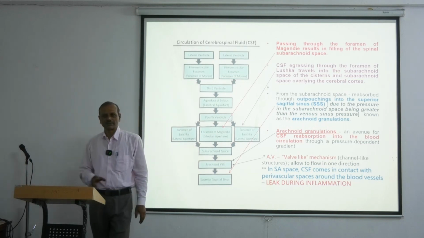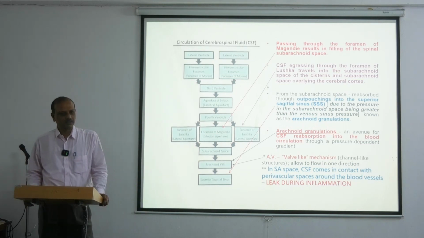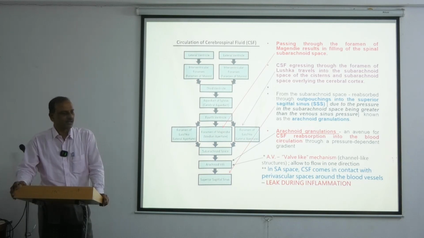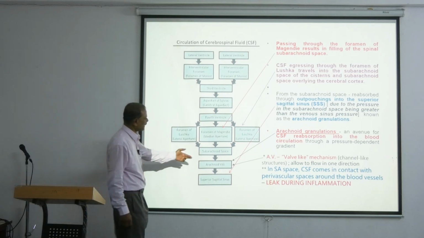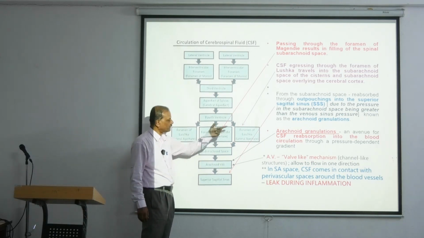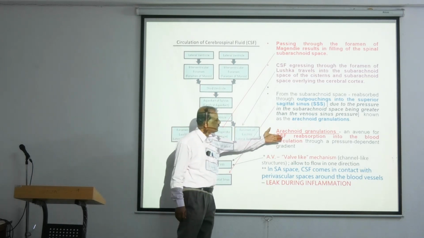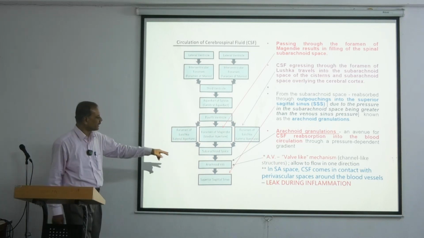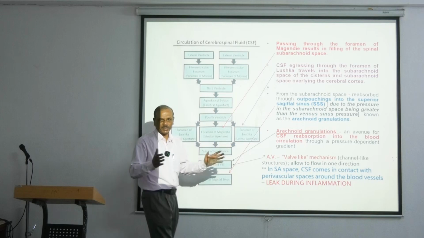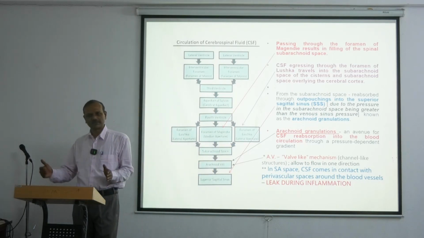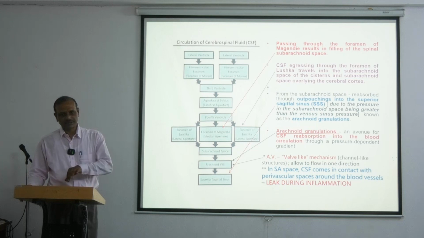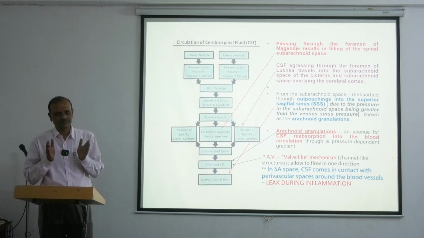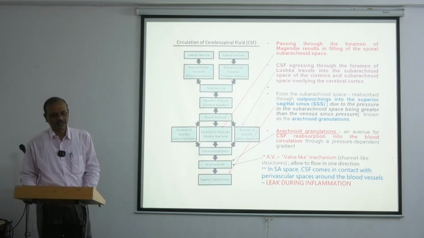Since there is about 700 ml of production per day, and 150 ml present at a time, some amount of CSF has to be absorbed. This absorption takes place through the arachnoid villi. Arachnoid granulations are there. This is an avenue for CSF reabsorption. At the arachnoid villi, remember there is a valve-like mechanism. It allows CSF to flow from the subarachnoid space into the blood, but not vice versa, from blood to CSF. So that valve doesn't allow it.